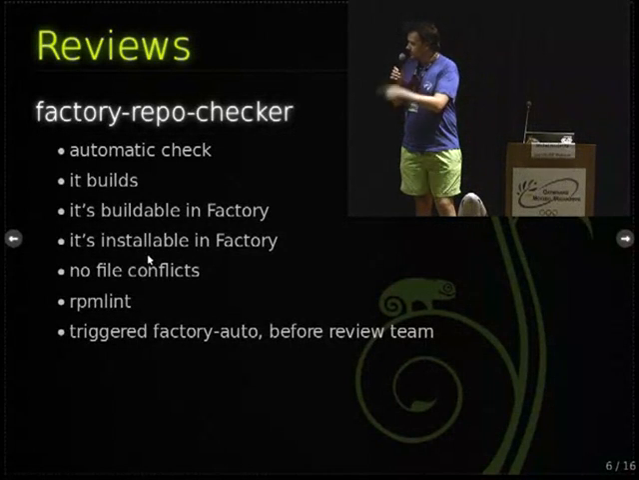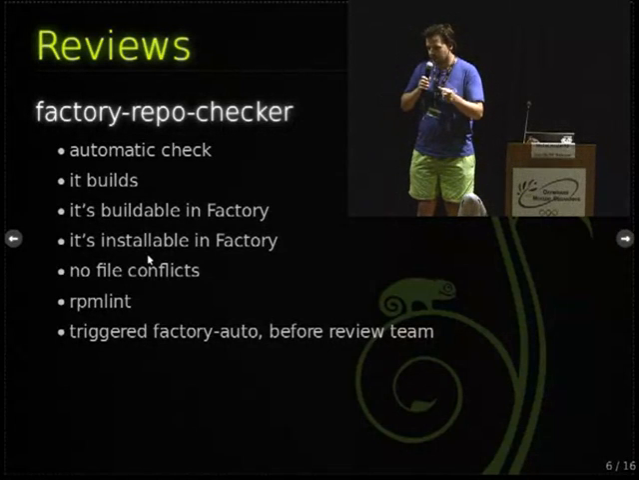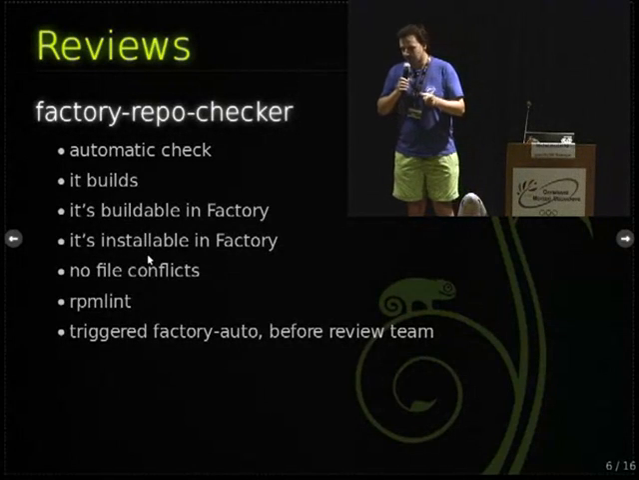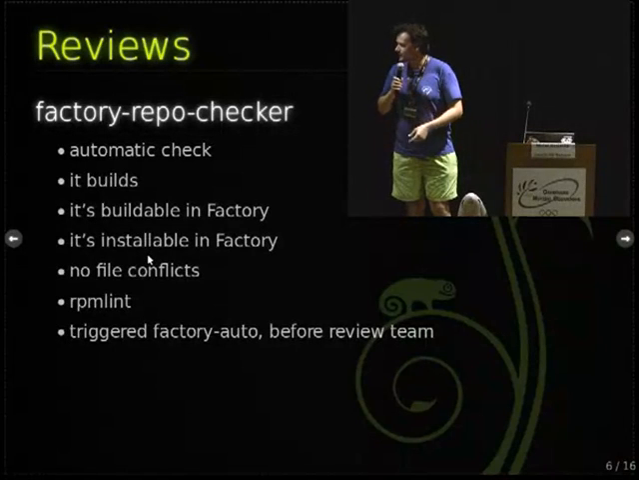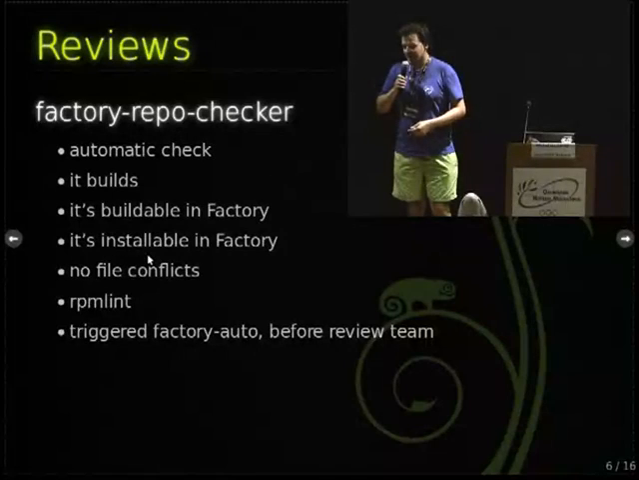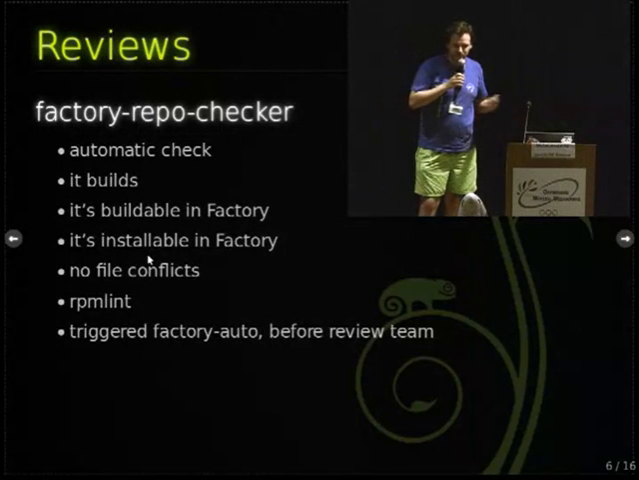And this thing is triggered by factory auto when these basic checks are processed, and if a package passes these basic checks, it goes to the deeper checks, and if it passes even through here, it will get to the queue for the manual review team, for the humans to take a look at it.